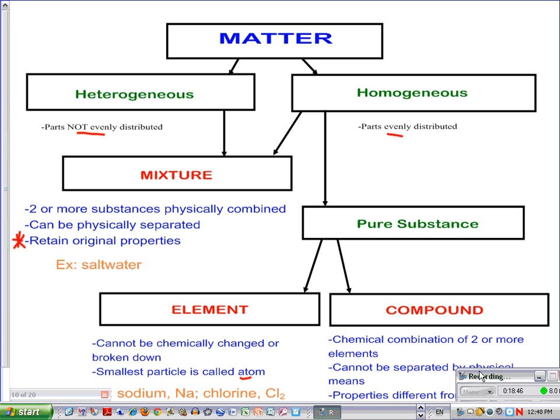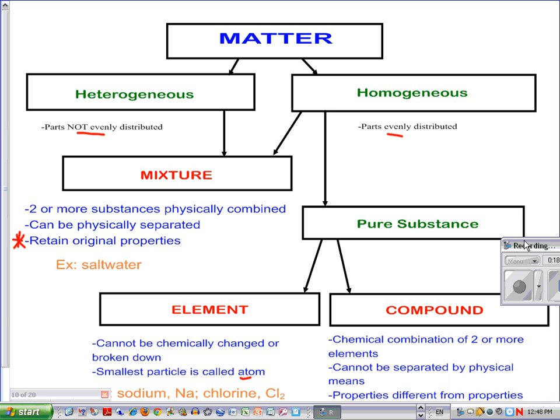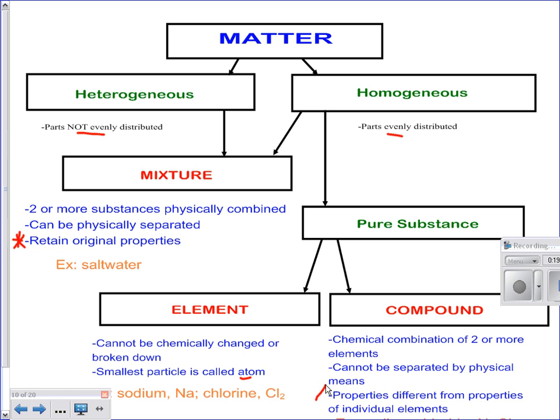Whereas compounds, let's see where we can put this. Compounds are a chemical combination of two or more elements, so we know that. They cannot be separated by physical means. They can only be separated by chemical means. Now, these are the two things that we're going to make a note of.